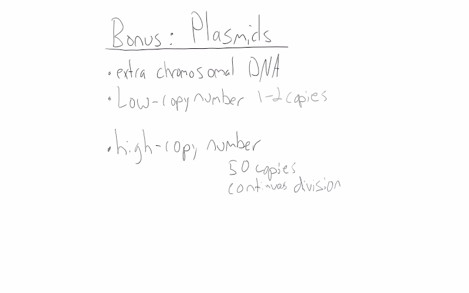These randomly segregate to daughter cells. So unlike the low copy number, they will randomly segregate as the cell is replicated. As the organism reproduces and buds off and splits, there's no set number of plasmids in the high copy number that will go into either cell.